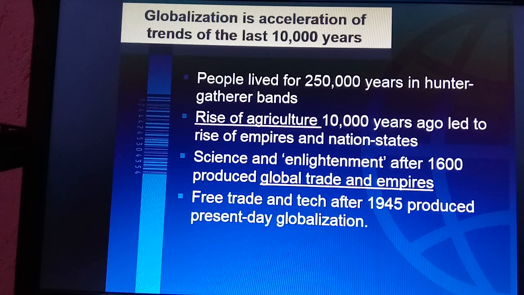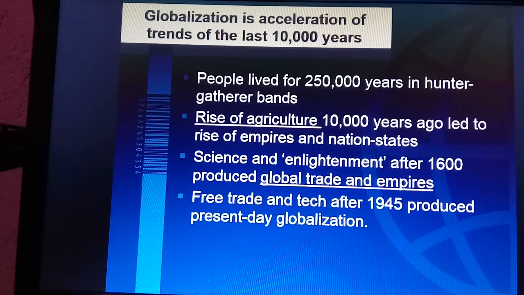Science and enlightenment after 1600 produced global trade and empires, the so-called Age of Enlightenment or the Age of Reason, no? That's the time of the enlightened thinkers or philosophers. Enlightenment is also the period in world history wherein people no longer solely relied on the Bible as the source of truth and on religion, that if something cannot be explained, attribute it to faith, or for those who don't believe, attribute it to magic. But enlightenment is the age of reason, the time of our philosophers and thinkers that came up with all these philosophies about economy, about how people should live their lives, no?